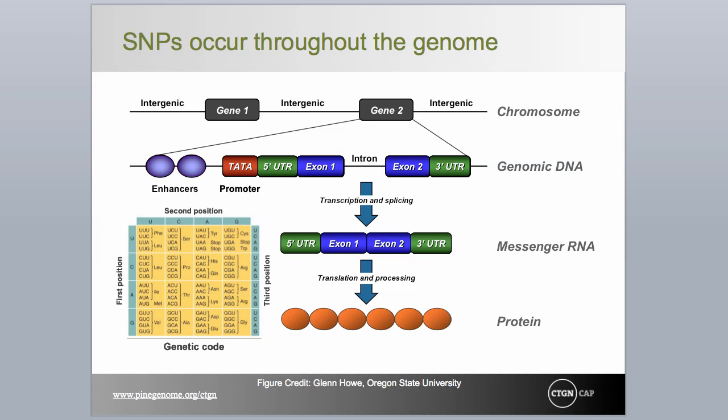SNPs occur everywhere in the genome. For instance, SNPs may occur in non-coding intergenic DNA regions or within genes, or in regions that are neither transcribed, for example, enhancers, promoters, and introns, nor translated, for example, UTRs, or untranslated regions. SNPs in any of these regions may affect the gene product.